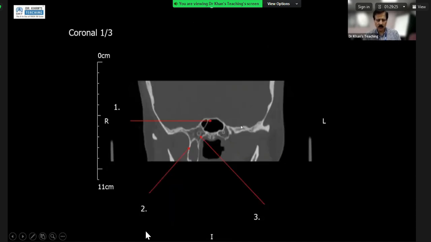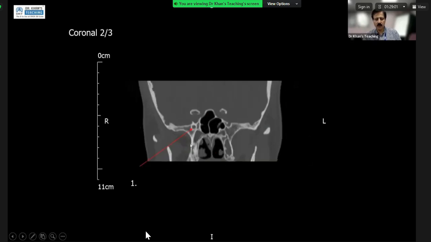Okay, now coronal. So what is number 3? Number 3. Vidian, very good. Now you are experts. And what is number 2? You know this bone, yeah, lateral pterygoid. So what is this? Number 1. Very good, rotundum, and it is lateral to the sphenoid sinus.